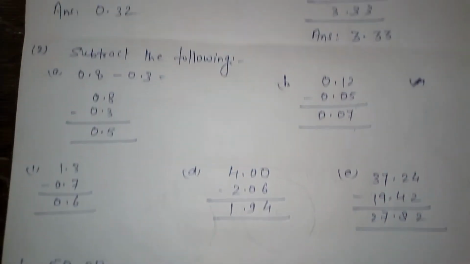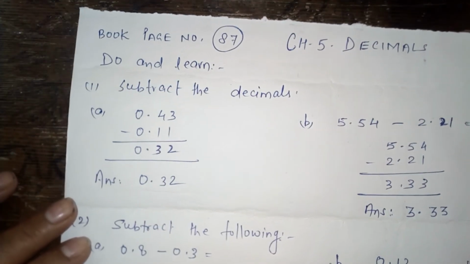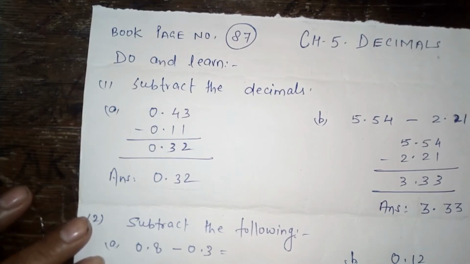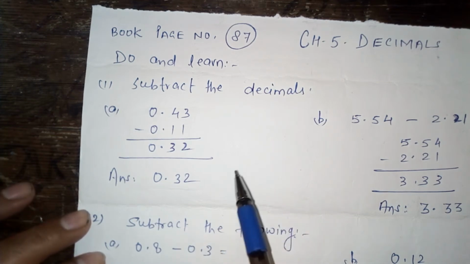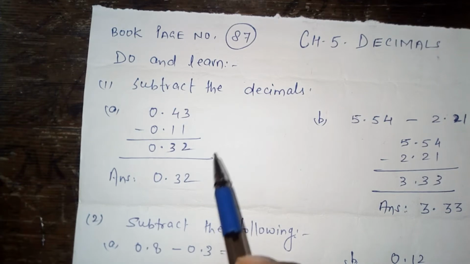Okay, let us discuss some other problems. These problems depend on your book from page number 87, Do and Learn. All these questions depend on the subtraction. I hope that all know about simple subtraction.